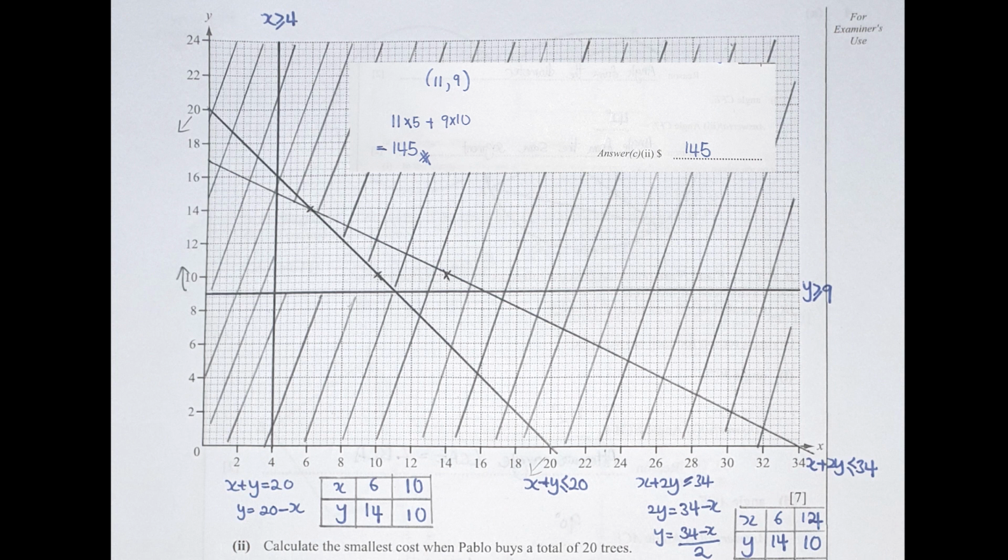Calculate the smallest cost when Pablo buys a total of 23. It will be 11 lemon trees and 9 orange trees. So your total cost, rounded up, is 145.